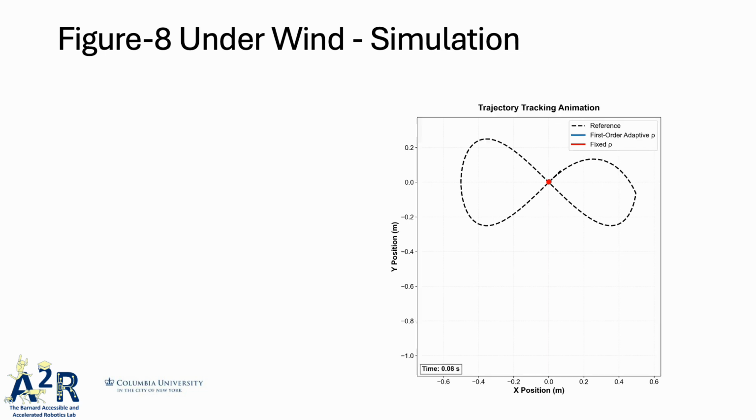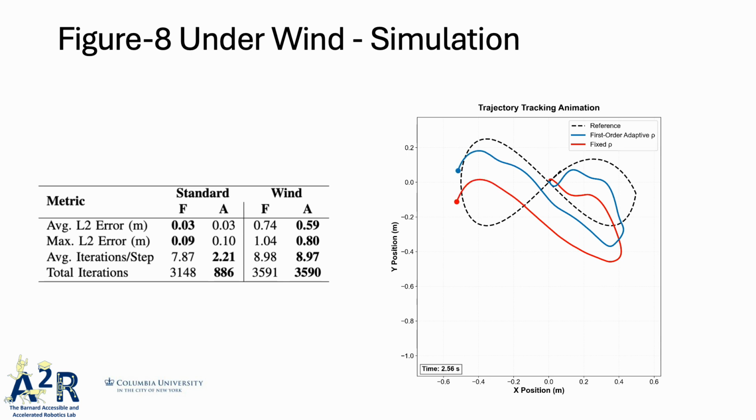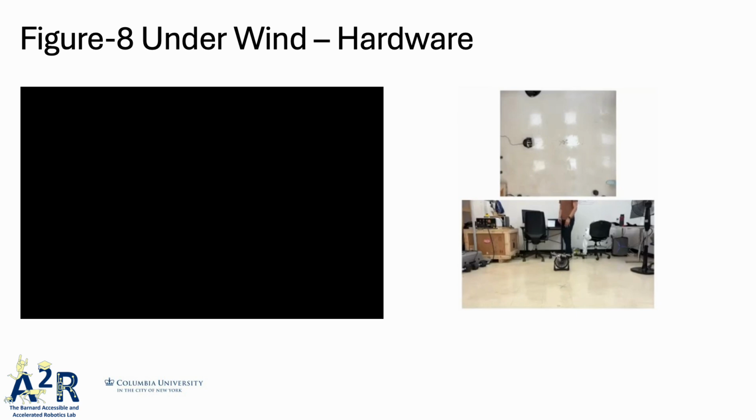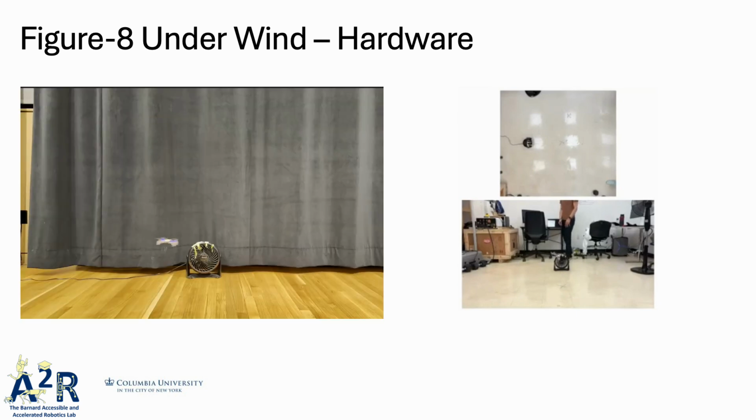Under standard conditions without wind, our adaptive method achieves comparable tracking error while requiring 72% fewer iterations. And under wind, our method delivers 20% reduction in average tracking error and 23% reduction in maximum error compared to the fixed approach. We also deploy our approach on an actual Crazyflie 2.1 Plus, where we subject it to wind from a fan. We see that the Crazyflie very closely follows a figure-8 trajectory, closing the sim to real gap.